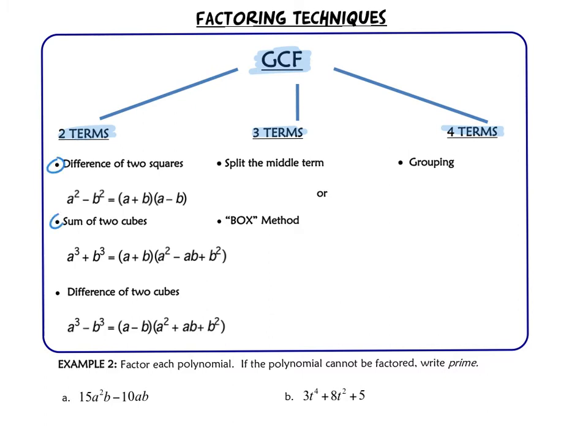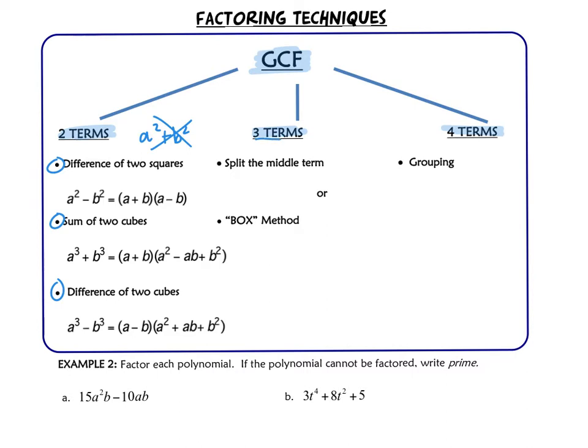Difference of squares, sum, and difference of cubes. Remember, a sum of squares does not factor. So if we have a squared plus b squared, doesn't factor. Anytime it's squares, only factors if we're subtracting. If it's cubes, both will factor.